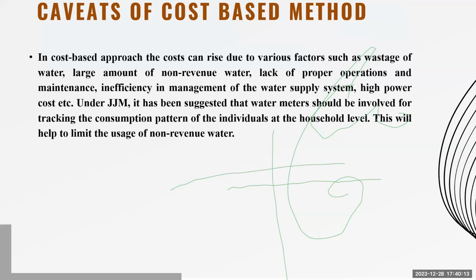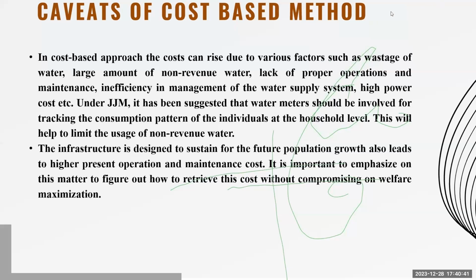So lack of proper operations and maintenance, inefficiency in management of the water supply system, could also lead to higher cost. And if we are saying cost-based charges, then it's also important to make sure that the management of the water supply system is efficient. So that's something to keep in mind, so that we are able to manage the cost or bring down the cost as much as possible.